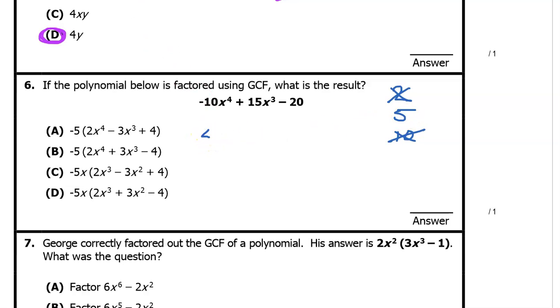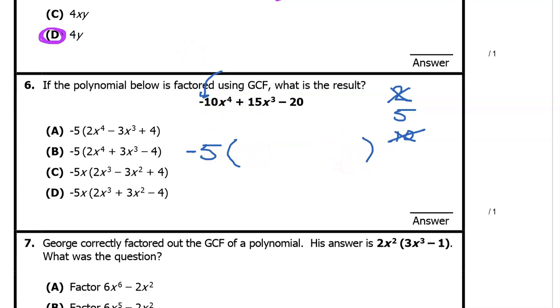Okay, so let me put it a little bit lower. Numerically, the GCF is going to be 5. Except for one thing. If your leading coefficient is negative, like this one is, then your GCF is automatically going to include that negative sign. So the GCF is negative 5. Now let's lay down our parentheses and find out what goes inside.